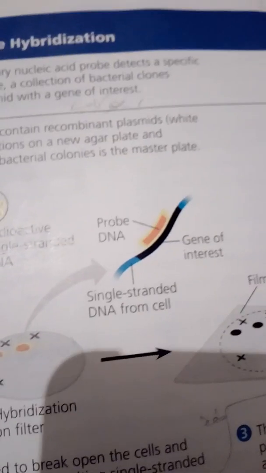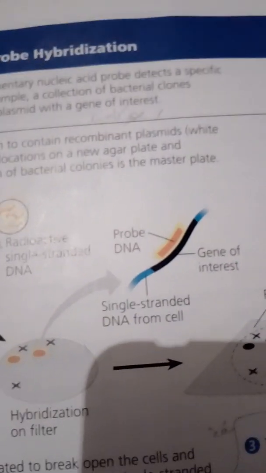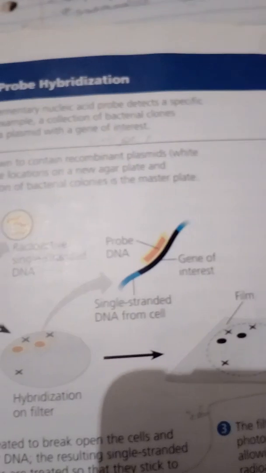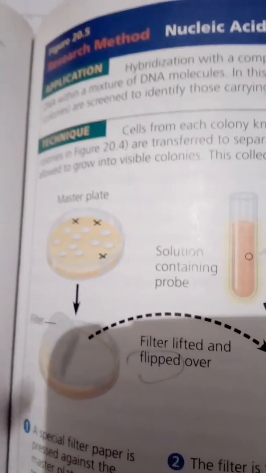Okay. Back to nucleic acid probe hybridization. Notice also hybridization with a complementary nucleic acid probe detects a specific DNA within a mixture of DNA molecules. In this example, a collection of bacterial colonies are screened to identify those carrying a plasmid with a gene of interest.